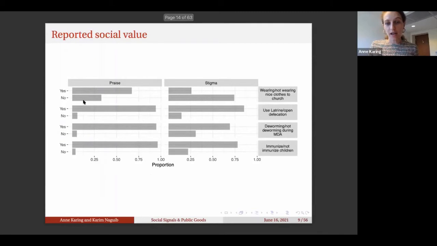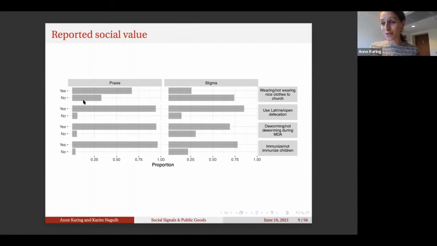Okay, so then one last piece of information to give you, since this research is really about social image concerns, we asked at baseline how people would judge others if they were to take deworming treatment or they were to decide not to take deworming treatment. And we benchmarked these answers to other known familiar health behaviors, such as the decision to immunize or not immunize your child, or the decision to use a latrine or openly defecate. And we had one question which we considered as the placebo, which was wearing or not wearing nice clothes to church. As you can see on the left-hand side, these are the answers on whether you would praise the person.